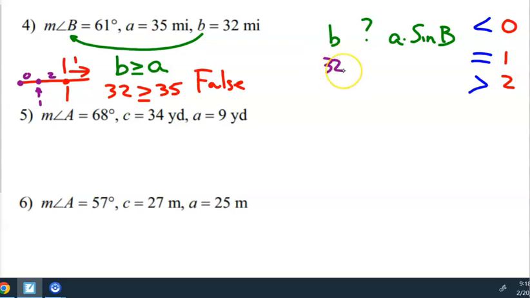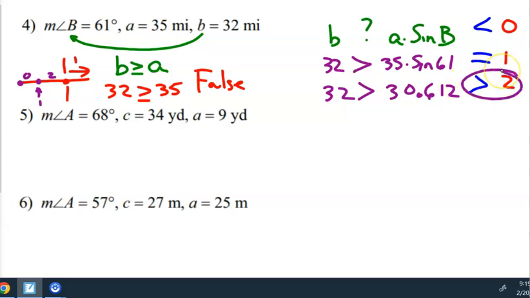So 32 compared to 35 times the sine of 61 degrees. So 35 sine of 61 is 30.612. So that means it is greater than. So that means we have 2 triangles. So that means that answer would fall in here somewhere. So this one has 2 triangles.